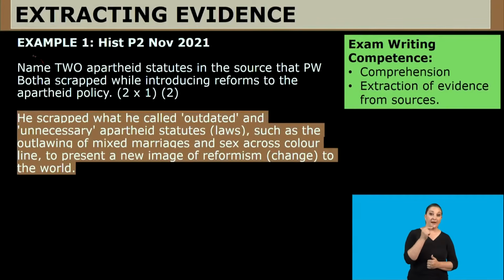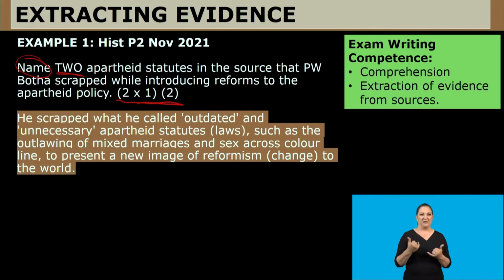Name, so it's name, do not discuss, 2 apartheid statutes in the source that P.W. Botha scrapped while introducing reforms to the apartheid policy. You can see there it's 2 times 1 equals 2. He scrapped what he called outdated and unnecessary apartheid statutes or laws. So if in the question you did not understand the meaning of the word statutes, it's there in the source, it's the laws, such as the outlawing of mixed marriages and sex across the color line, to present a new image of reformism or change to the world.